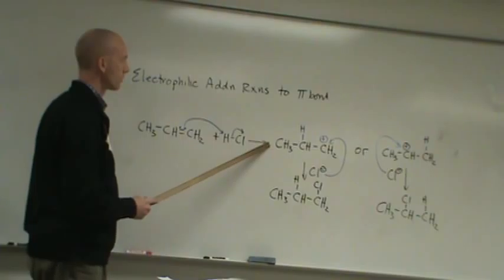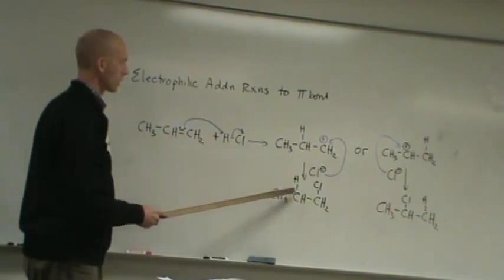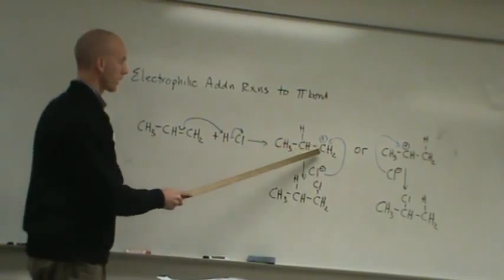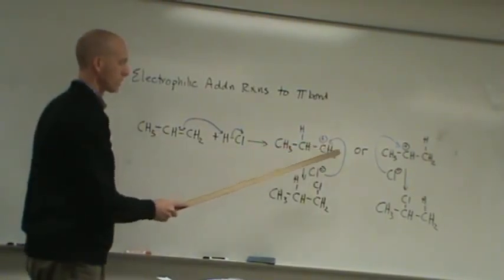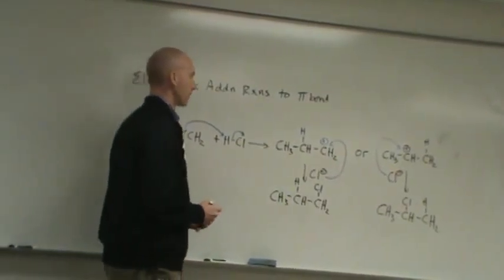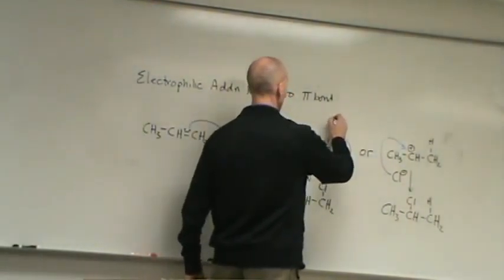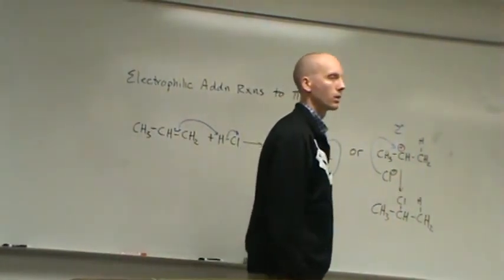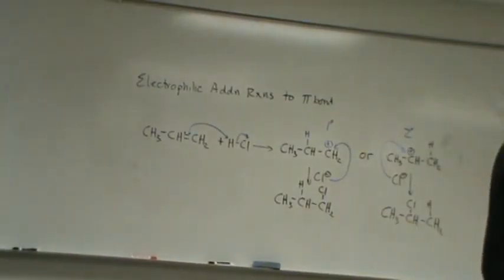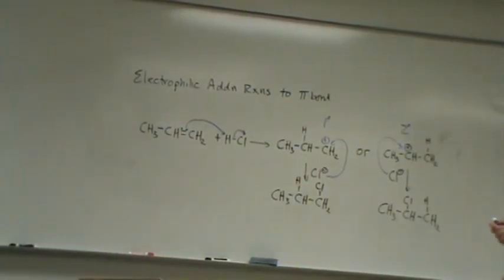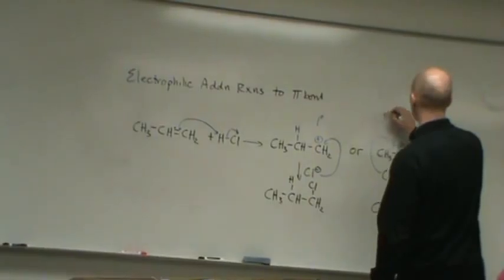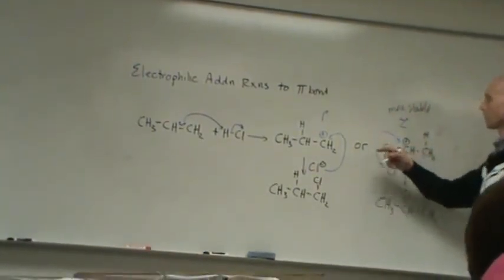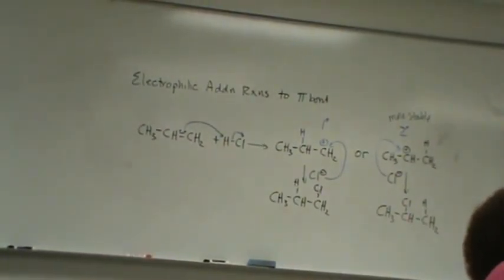Make sure you follow me here. Make sure you're looking up here. We don't figure it out on this level. We figure it out on this level. What kind of carbocation is that? Primary. What kind is that? Secondary. Which one's more stable? Secondary.